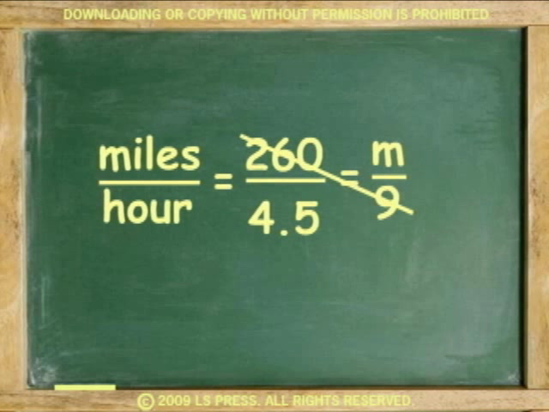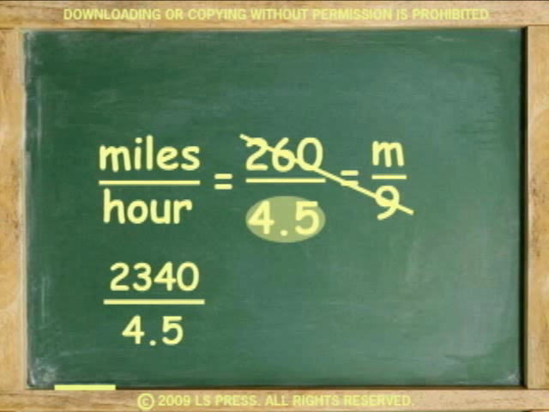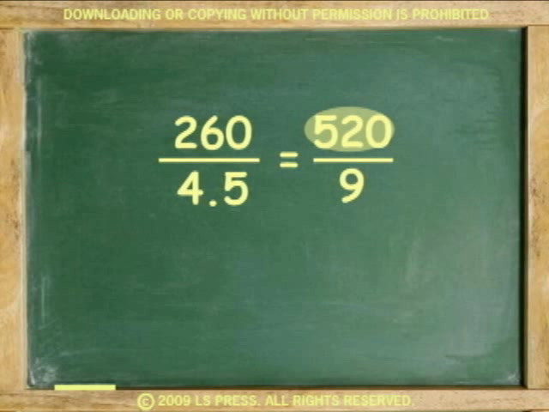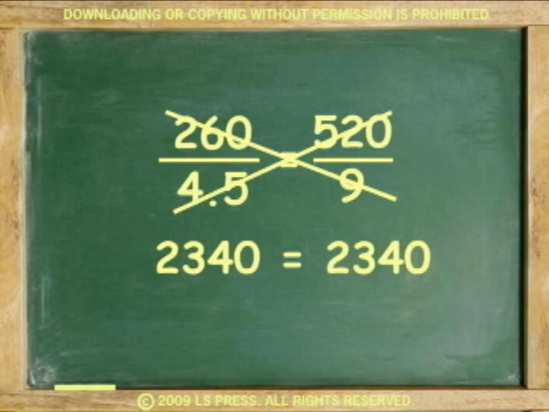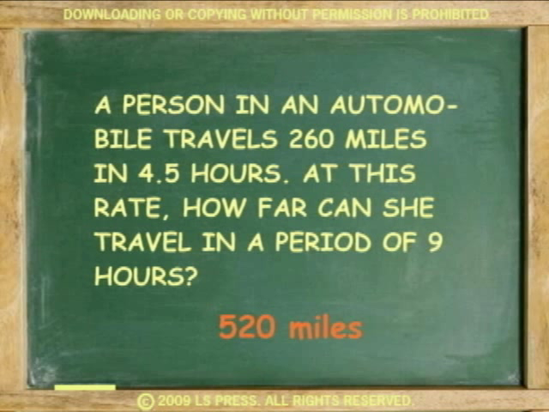Multiply across. 260 times 9 equals 2,340. Divide the result by 4.5 equals 520 miles in 9 hours. To check to see if the answer is correct, include the answer in the proportion and cross multiply. 2,340 equals 2,340. 520 miles is the correct answer.